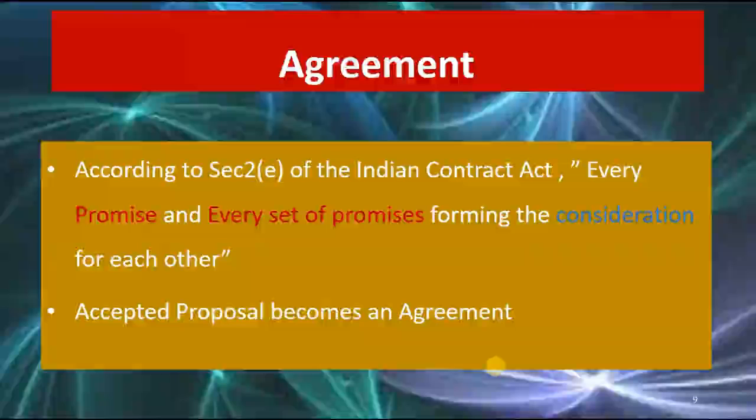And the second concept that we are going to learn is agreement. So according to section 2 sub-section (e) of the Indian Contract Act, every promise and every set of promises, so here every promise and all the number of promises offering the consideration for each other. So here consideration means some reward or some returns to all the parties to a contract. So a promise involving consideration to each party of the contract can be called a contract.